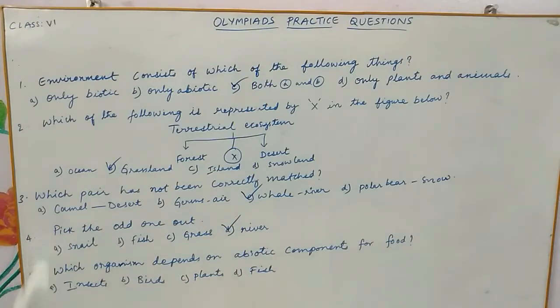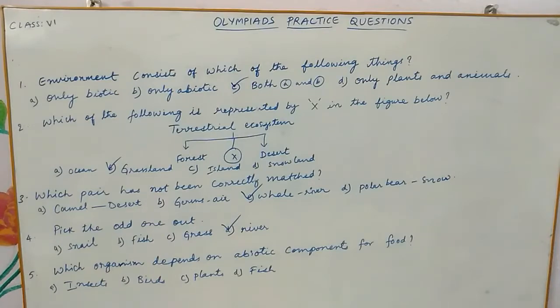Let's go to the next one. Which organism depends on abiotic component for food? Which organism depends on abiotic components for food? What is an abiotic? What are abiotic components, children? Lifeless or nothing but non-living components. So which of these depends on non-living components? What are the abiotic components? Just now I taught you. They are nothing but water, sand, minerals, rocks, air, all these come under abiotic components.